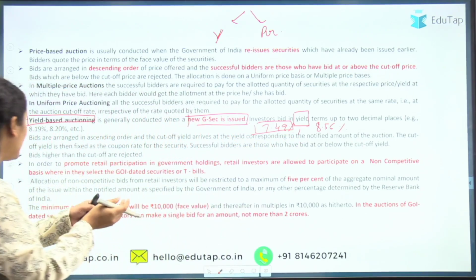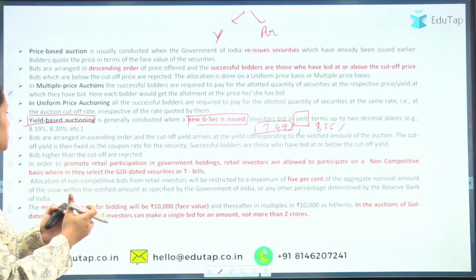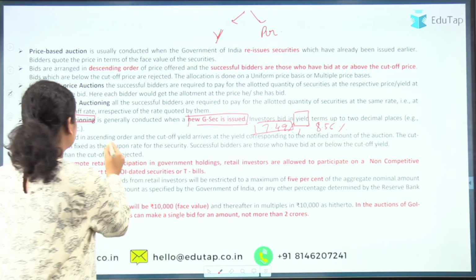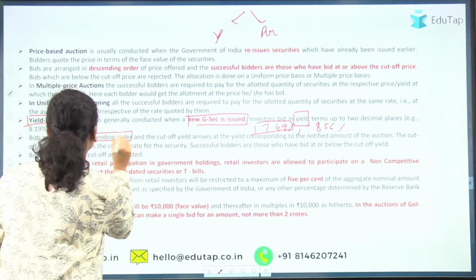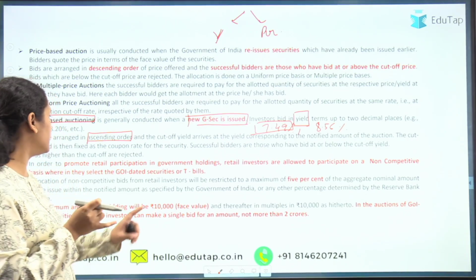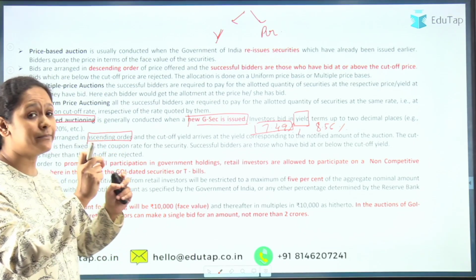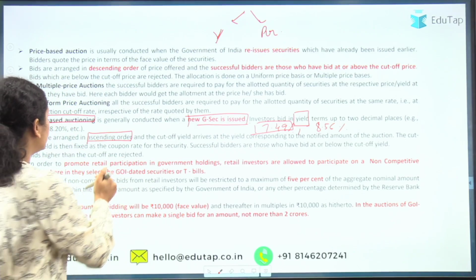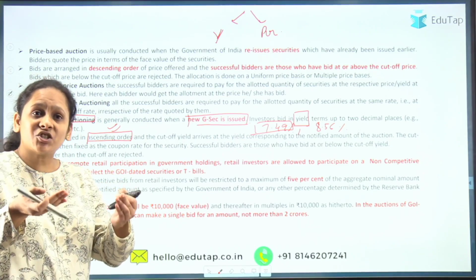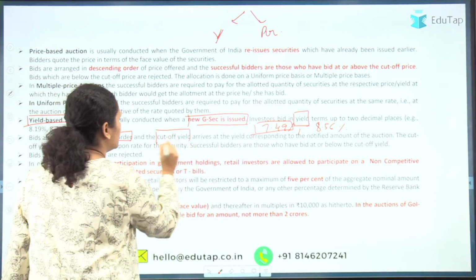Once the government and RBI receive the bids, they arrange the bids in ascending order. Remember, they arrange the bids in ascending order. In yield based auctioning, when new securities are launched, once the bids are made, they are arranged in ascending order. After arranging them in ascending order, we arrive at a cut off yield. Remember, cut off yield.